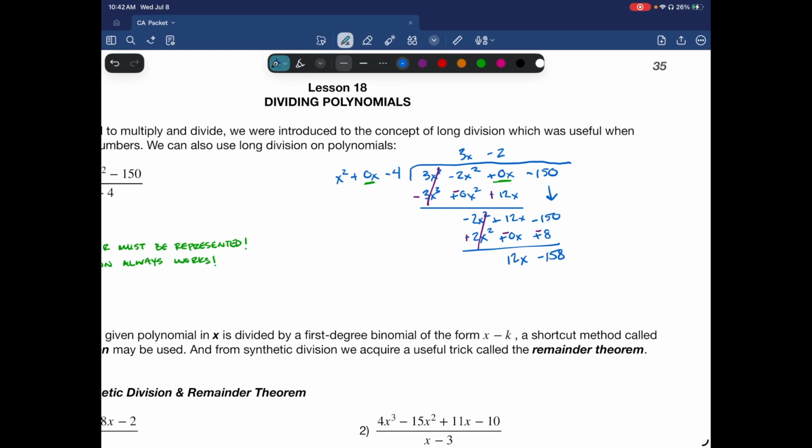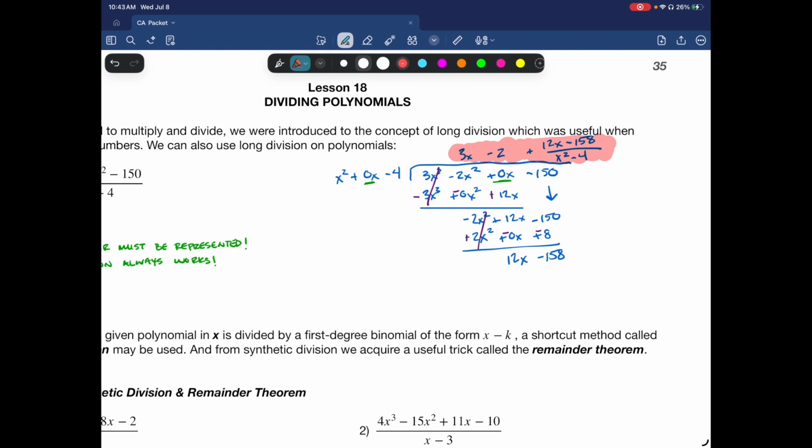All right, so once you're out of terms, you're done. So if you have a remainder or not, you'll know as soon as you finish up with all your terms. All right, you got 12x minus 158, which are out of terms. So 12x minus 158 is my remainder. If this was 0, 3x minus 2 would be my answer. But since it's not, I got plus 12x minus 158 over what I divided by, x squared minus 4. Okay, so that's my answer. And that's how you do long division.